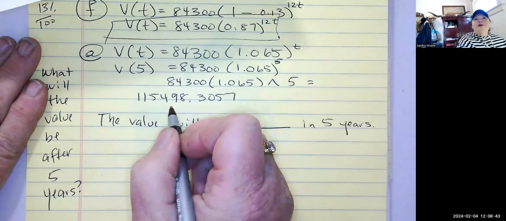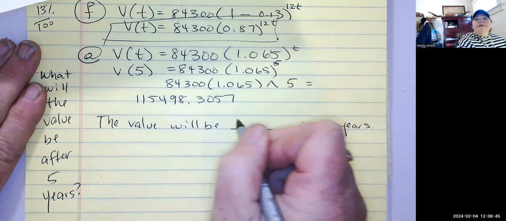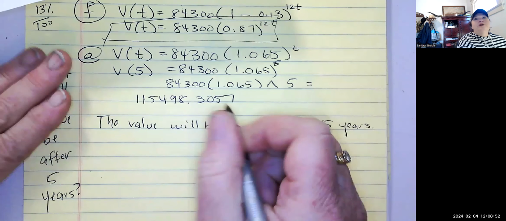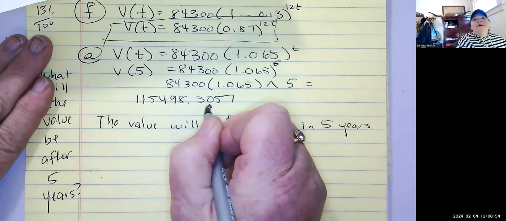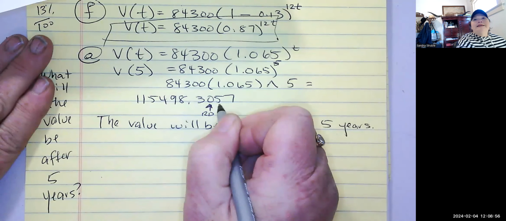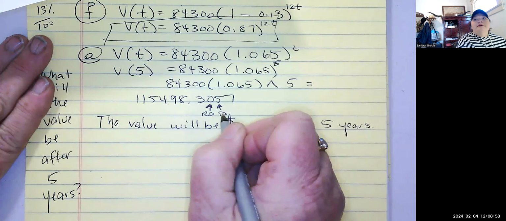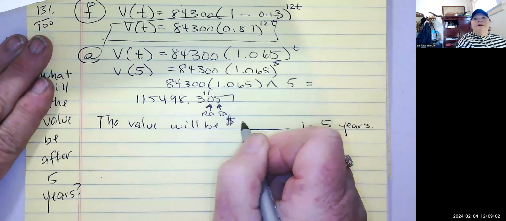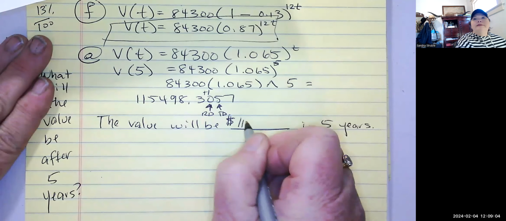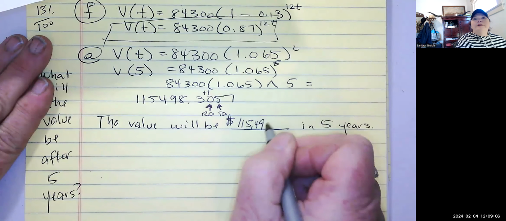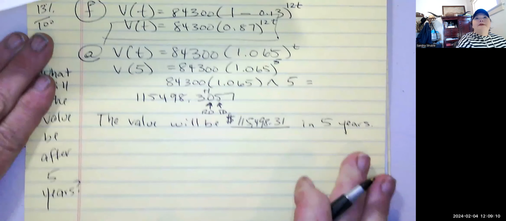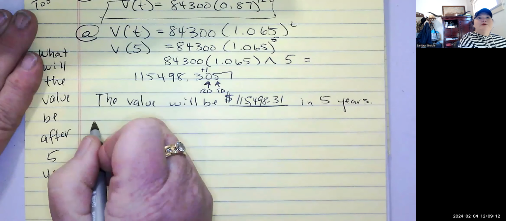So to find my value, I need to know what my unit is. This is dollars that we're talking about here. And because it's dollars in the United States, we always round to the penny. That's my rounding digit. My test digit has to be the number to the right. It is 5 or greater, so I have to add 1 to my rounding digit. So my answer is $115,498.31.